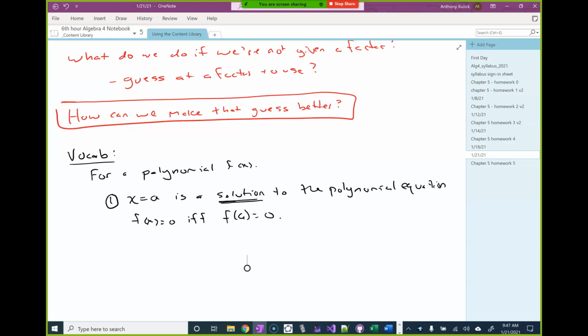Yes? That's this idea. So if we get an answer, if we can plug it back in and it works, we know that's a solution, right? So even if you randomly guess that number, if you plug it in and it works, it satisfies the equation, we know that's a solution. Everybody's okay with that idea? Okay.